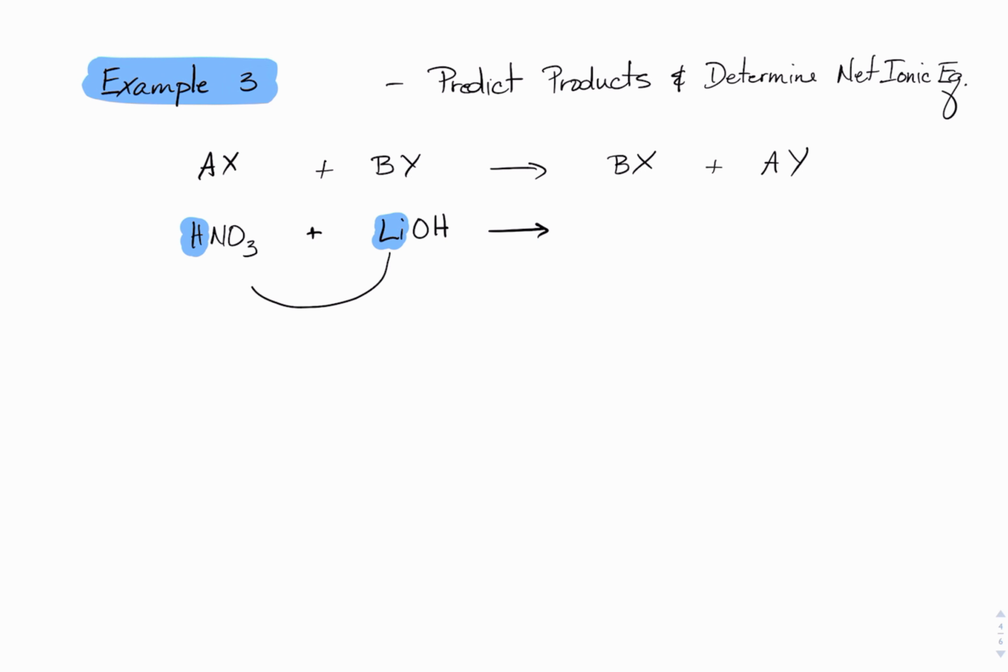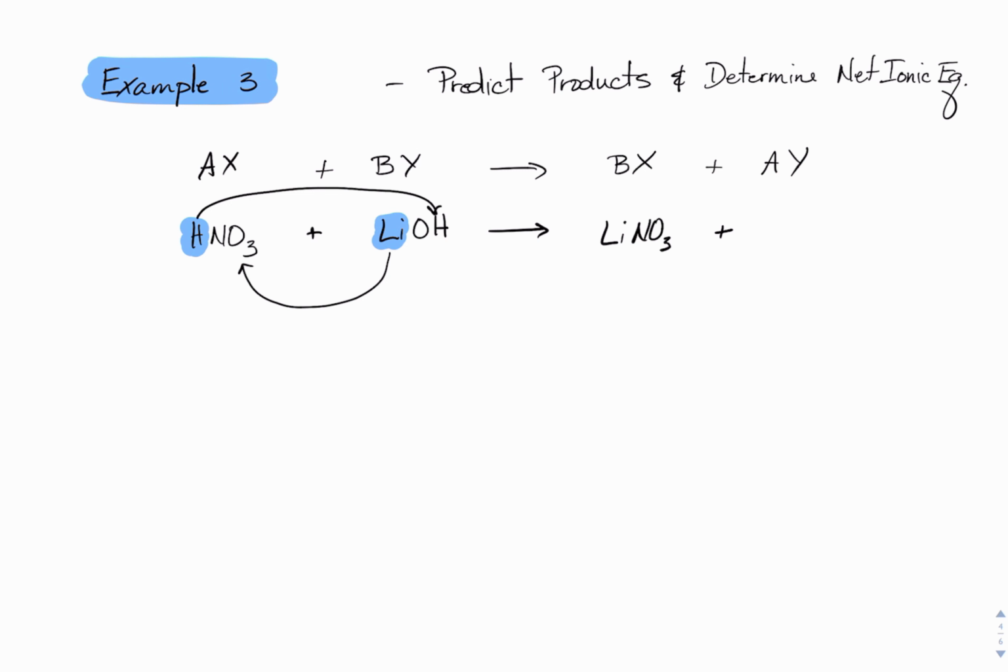So what we're going to do is we're going to start out and make BX, so that means we're going to put lithium with the polyatomic ion nitrate. So lithium is a +1 cation and nitrate is a -1. So when we build this compound, we will only need one lithium and one nitrate ion to form that neutral compound. And then for the AY, we will take our A and put that with OH.